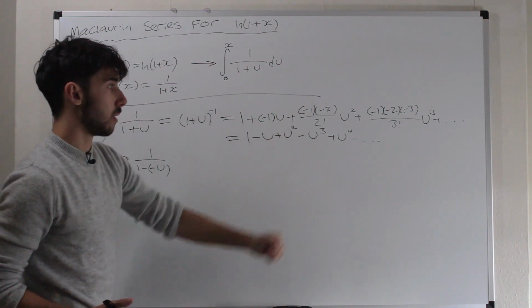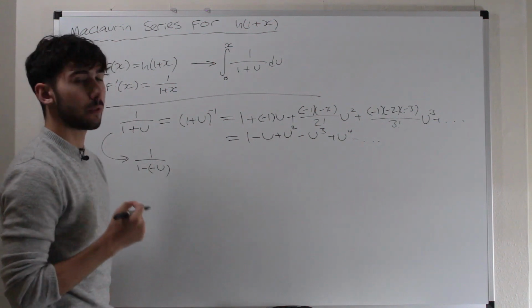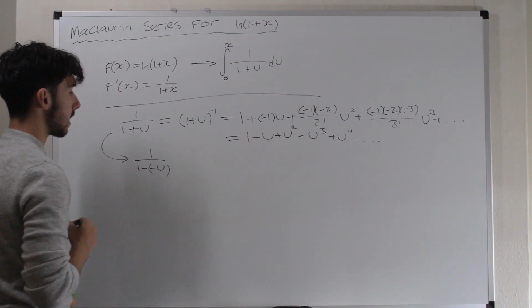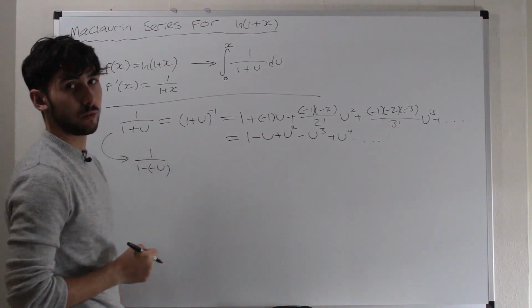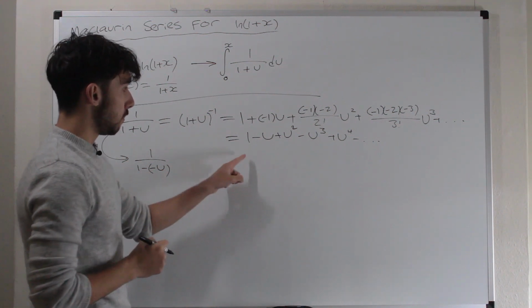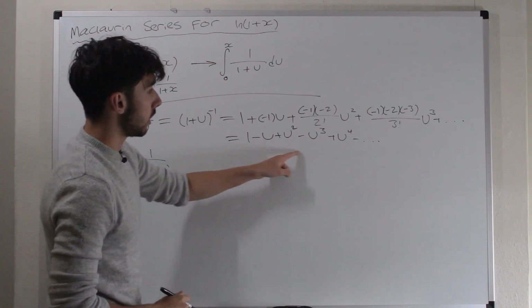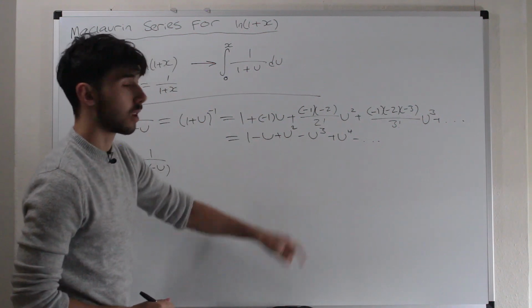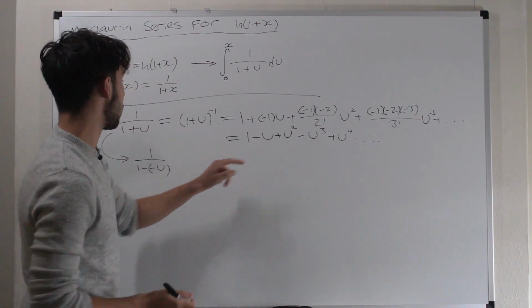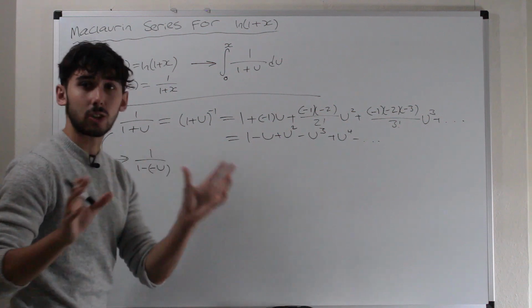and it goes on forever. And this is only valid for u being between -1 and 1, otherwise it won't converge. But this hopefully should verify that this sequence, or this sum or series, is equal to 1 over 1 plus u. So I've kind of done that in two different ways.